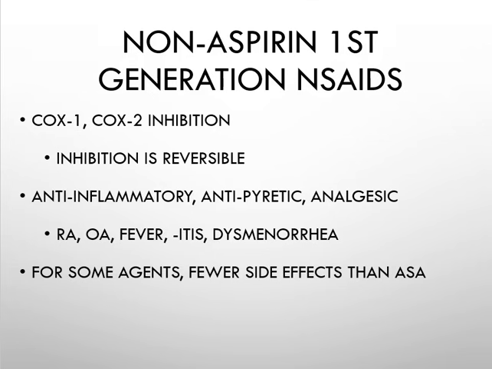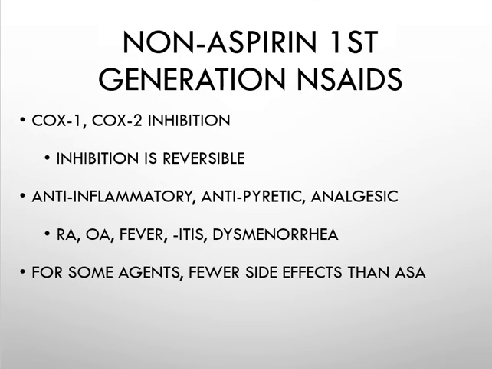So you'll see it used for things like rheumatoid arthritis, osteoarthritis, fever, any kind of inflammation that's an itis, dysmenorrhea. So some things are more effective for certain people than other things, like naproxen may be better than ibuprofen for the kind of pain or inflammation that you're using it for. Toradol, it has a restriction. You can't take Toradol longer than 5 days.